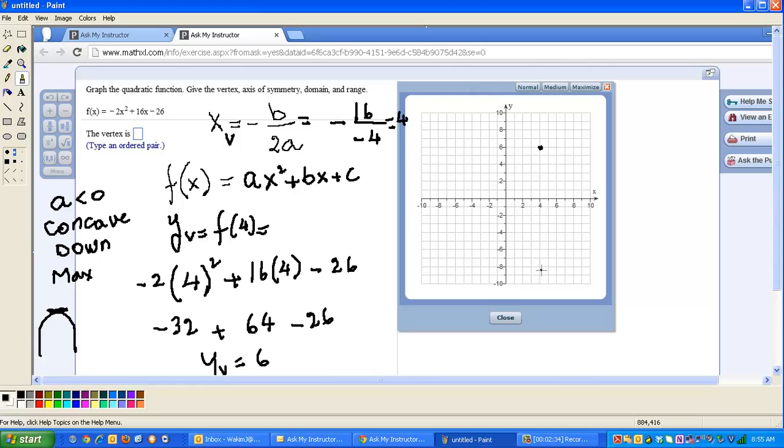We have a y-intercept at x equals 0, where y should be negative 26, so somewhere here would be the graph. So this would be 4, 6 here.